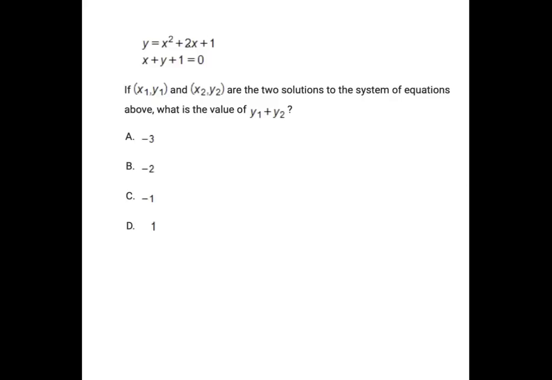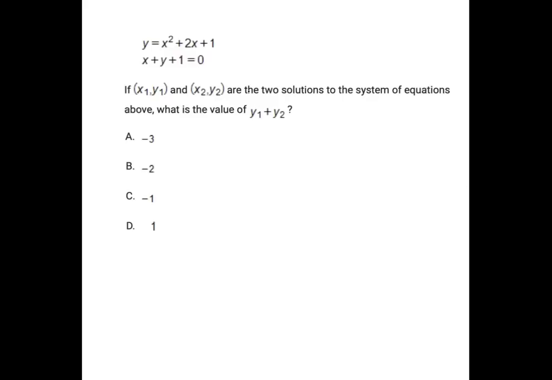In this question, we're being given a quadratic equation and a linear equation. So in other words, if we graphed it, this would be a parabola, and this would be a line. And when you get two functions and you're being asked about the solution, you're being asked about how many times they hit each other.